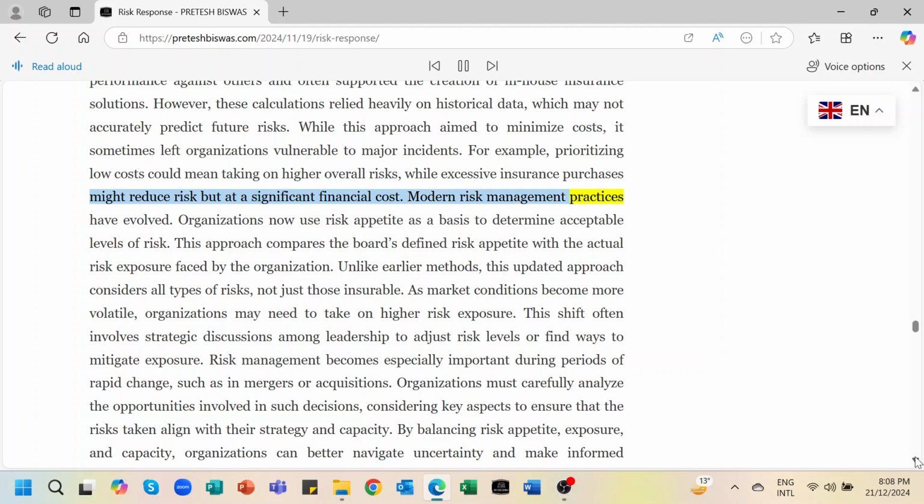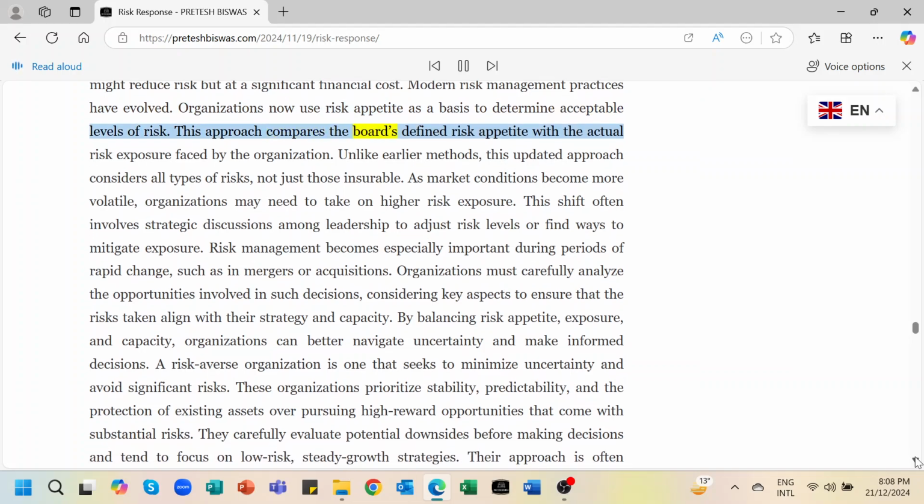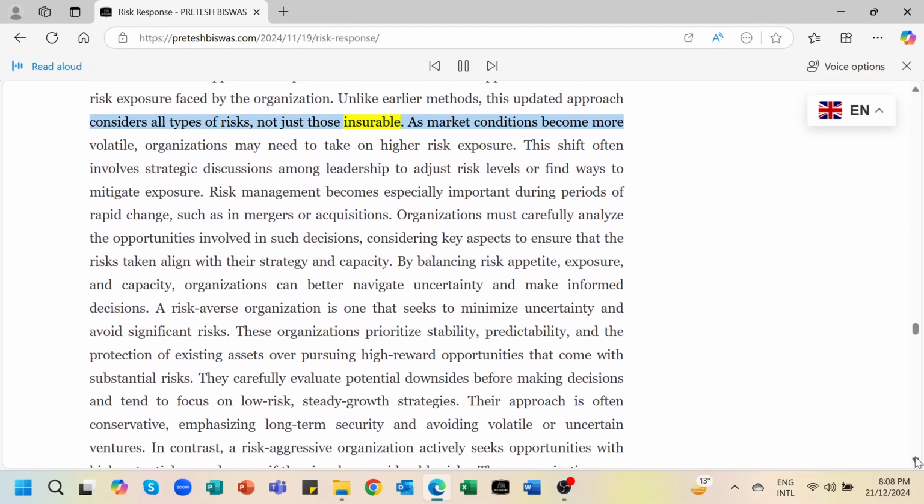Modern risk management practices have evolved. Organizations now use risk appetite as a basis to determine acceptable levels of risk. This approach compares the board's defined risk appetite with the actual risk exposure faced by the organization. Unlike earlier methods, this updated approach considers all types of risks, not just those insurable.